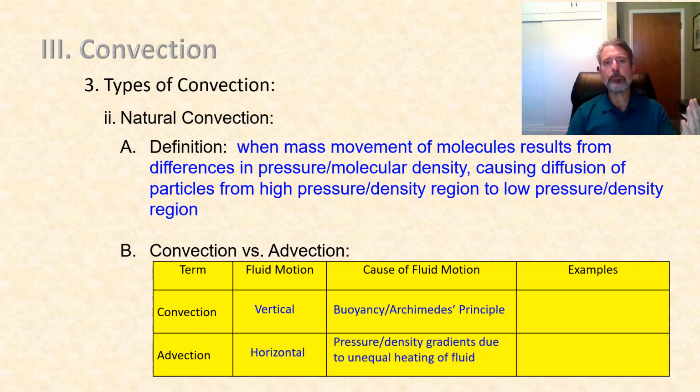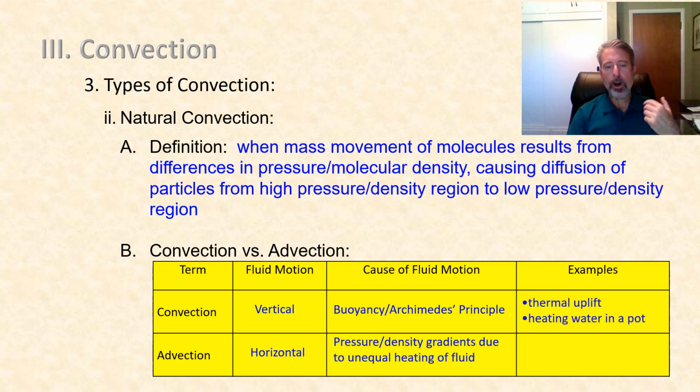When it comes to advection, what is it that's going to cause particles to move in a horizontal direction? Well, again, it's always going to be temperature gradients that are the root cause, but those temperature gradients can lead to differences in pressure or density, that is pressure and density gradients, due to the unequal heating of the fluid. And we will look at some examples of this as well.